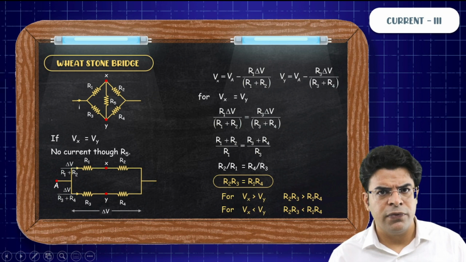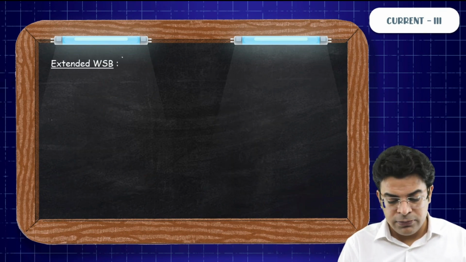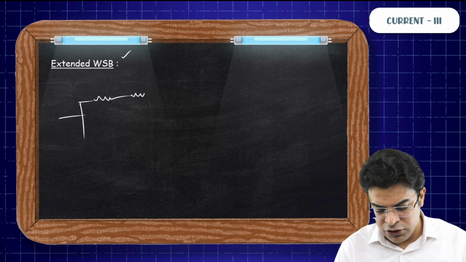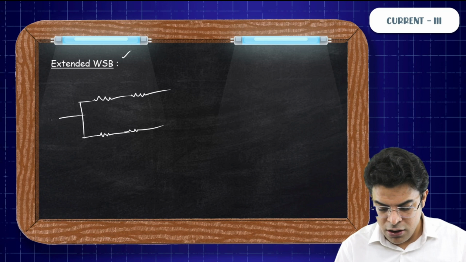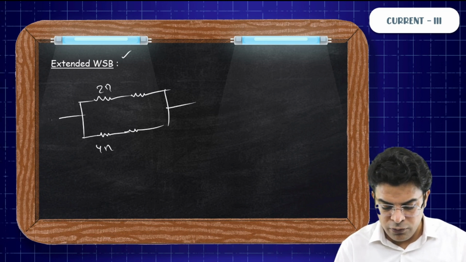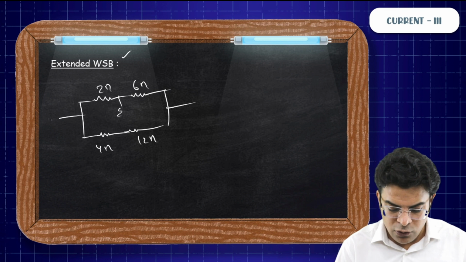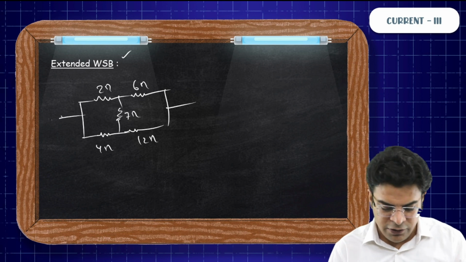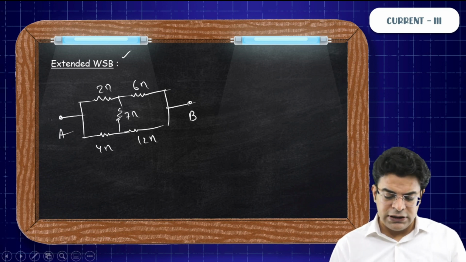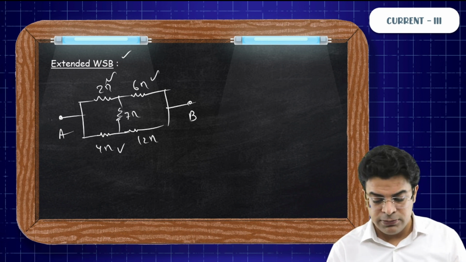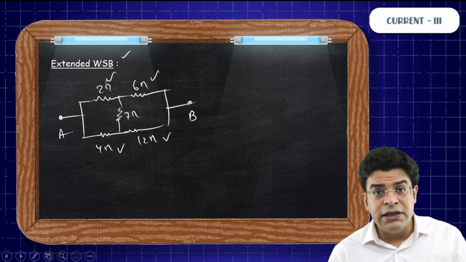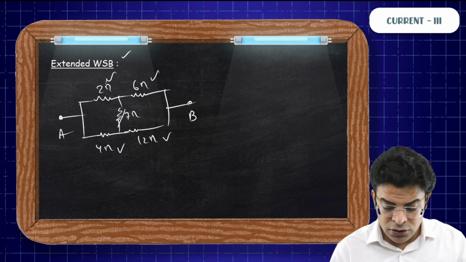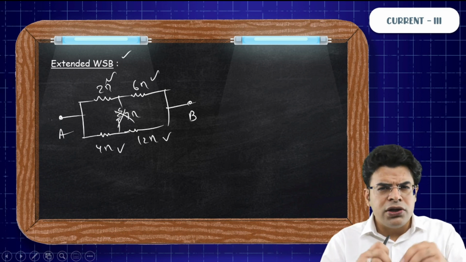This is the condition. So now we will talk about something called extended Wheatstone bridge. If I give you this type of question, that you have these 5 resistors: 2 ohm, 4 ohm, 6 ohm, 12 ohm, and there is one more resistor of 7 ohm. And I ask you, determine the R equivalent of this circuit between point A and B. How will you find? You will say, sir, since 2 by 4, half, equals 6 by 12, half, this is a balanced Wheatstone bridge. And since it is balanced, no current will flow through this fifth resistance of 7 ohm. So you can throw it out of the circuit.